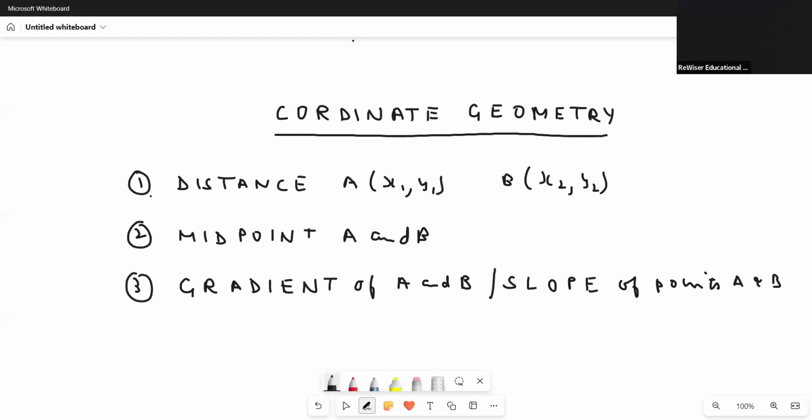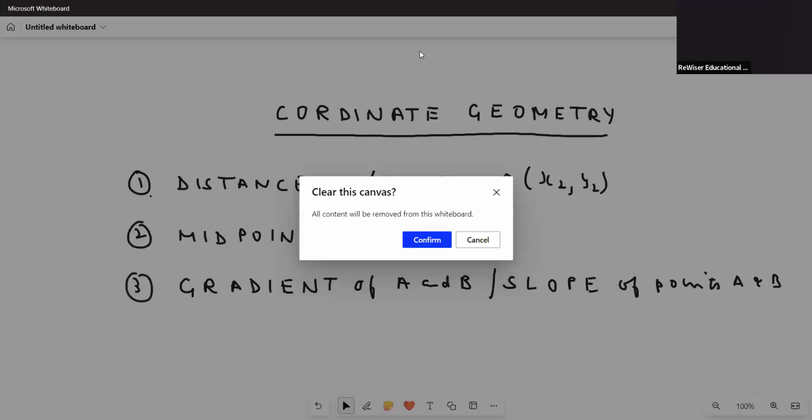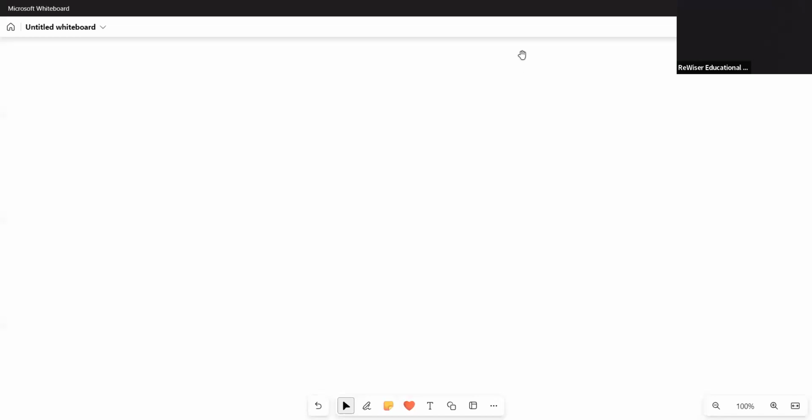So these are the topics that we'll be discussing under this head today. So now, let's start one by one. So if I'm talking about the distance between A and B, that means we have to go for the distance part, finding it out between the coordinates. So now, let's start.